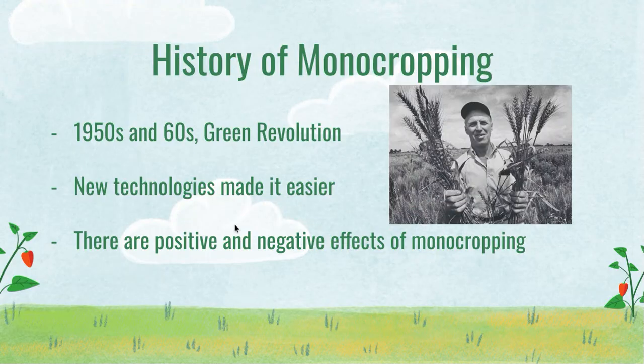History of monocropping. The practice of monocropping originated in the 50s and 60s during the Green Revolution, which was started by Norman Borlaug. The reason that this began being used was because of new technology. Chemical fertilizers, new cereal grains, and large farm machinery made monocropping much easier, and that is why it became a popular method of farming, despite the many negatives.